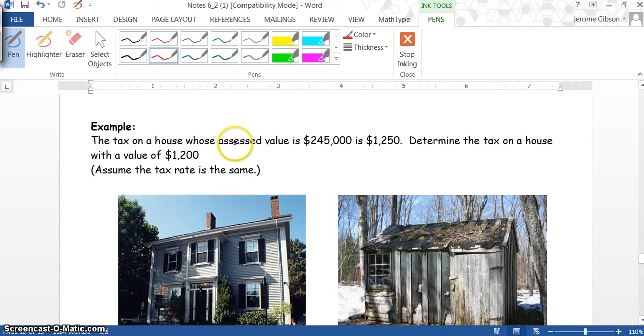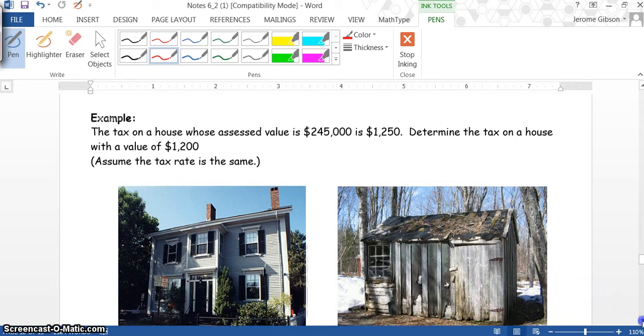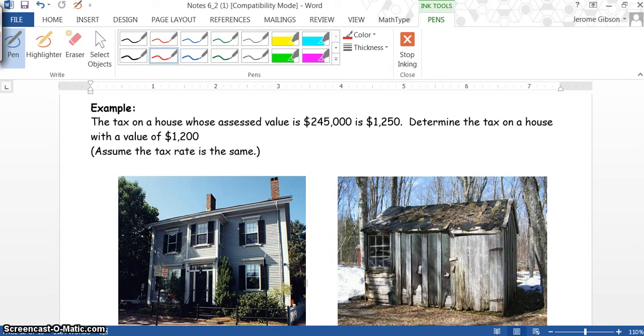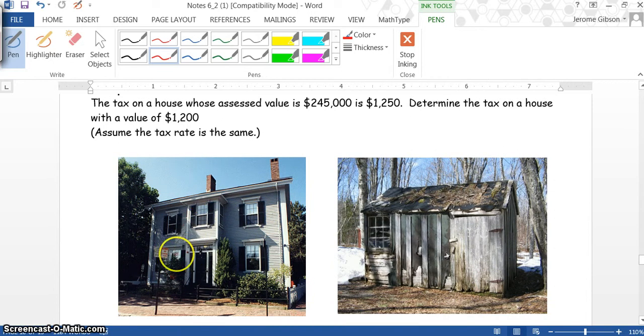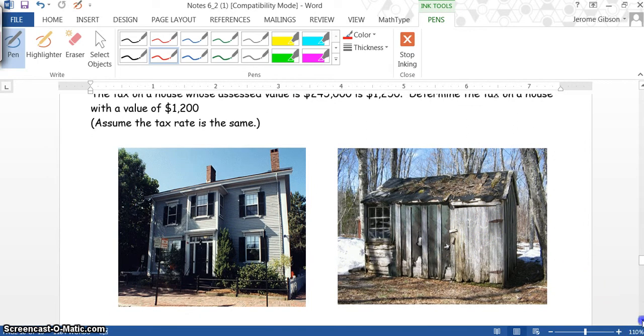Example: the tax on a house whose assessed value is $245,000 is $1,250. Determine the tax on a house with a value of $1,200. So if you look down here, we see this home that's worth $245,000 versus this home that's worth $1,200. So let's first set this up.